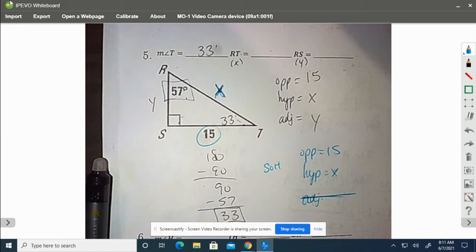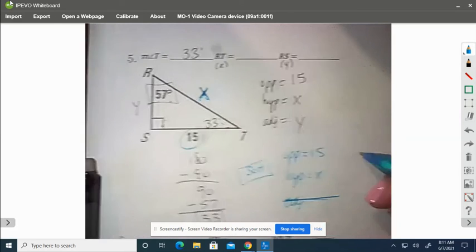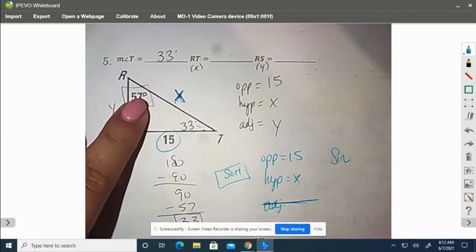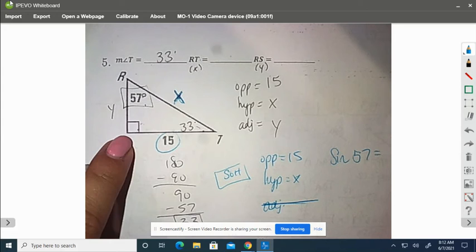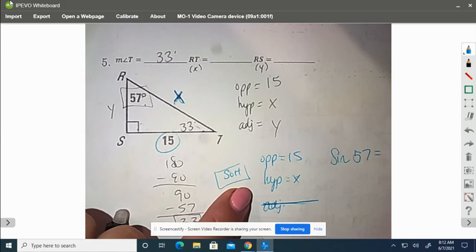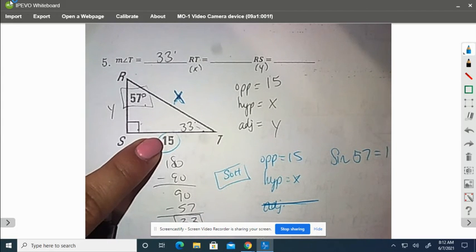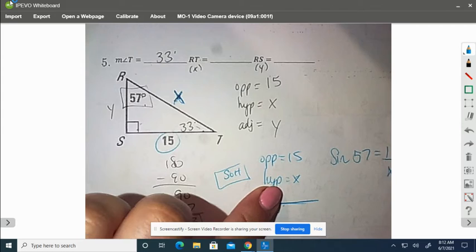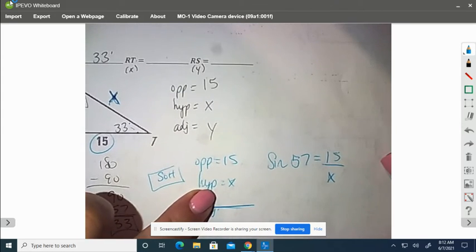No. So I'm not going to use CAH and I'm not going to use TOA because it has an A in it. So I'm going to use sine. So I'm going to do sine of that angle, 57, equals opposite over hypotenuse. So the opposite is 15. Hypotenuse is x. So I have this equation here.